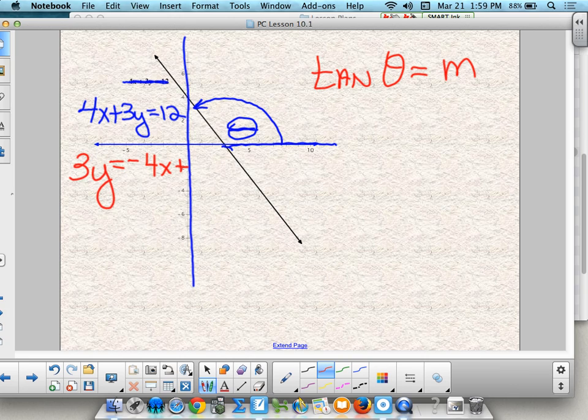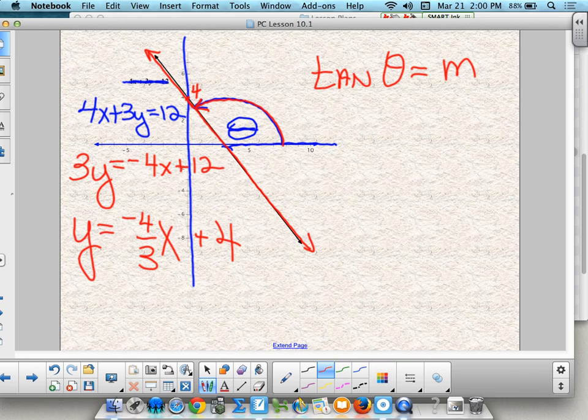I get this when I push the 4x over. I divide by 3, and I get negative 4/3 is my slope, and my y-intercept is 4. And as you can see, this is the y-intercept 4, and this is the slope going down. Now, when your line goes down, it has a negative slope. That is going to tell us we're going to get an obtuse answer.